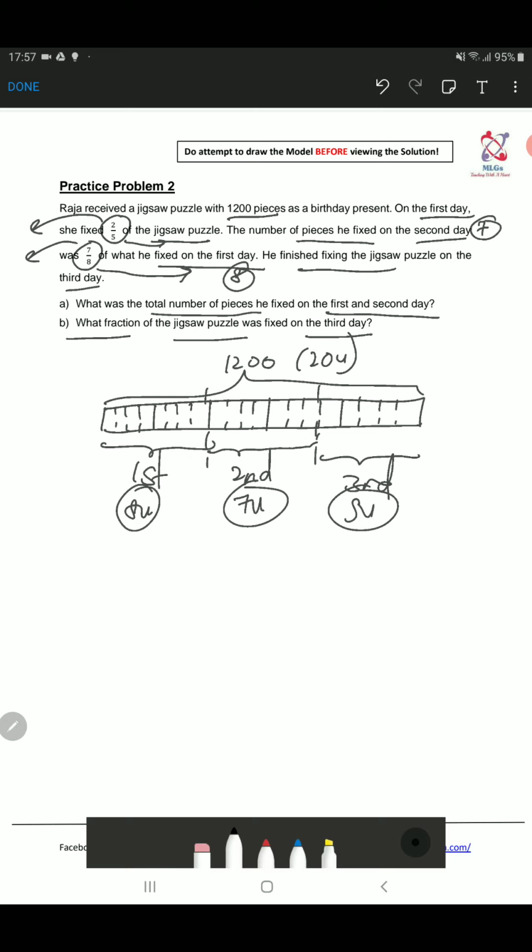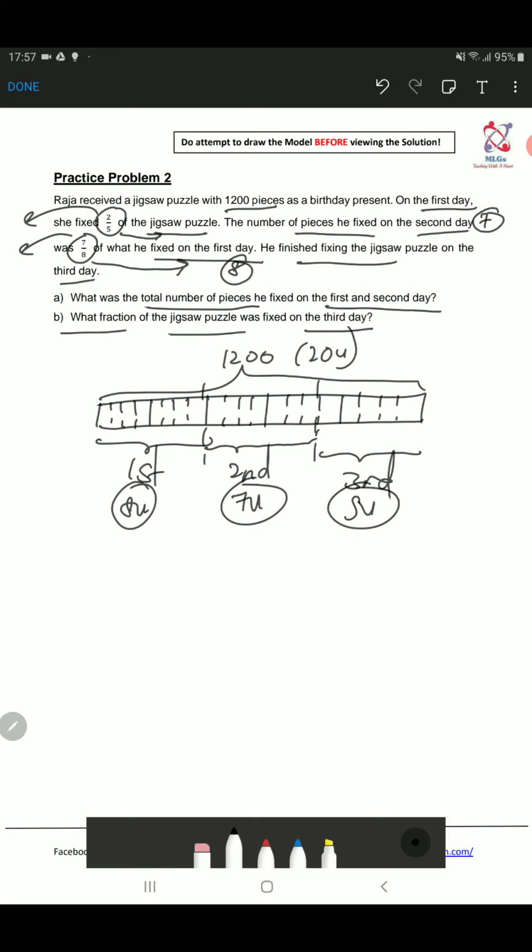So what was the total pieces he fixed on the first and second day, which is the question mark? So your model is done. So all the boxes that are identical, you call them units. So you have 20 units, which is equal to 1,200. So your 1 unit will be 1,200 divided by 20. Your 1 unit is 60.